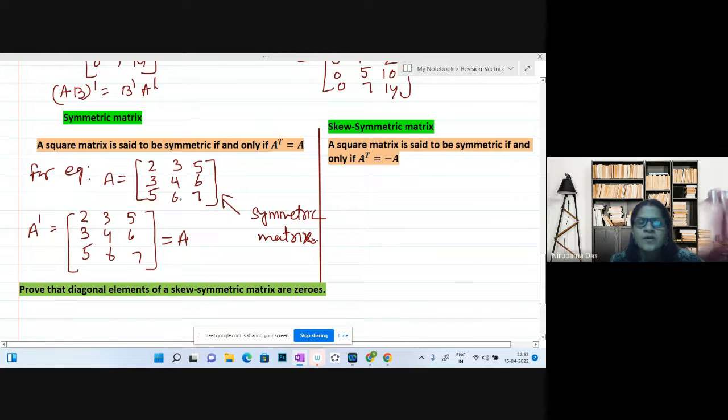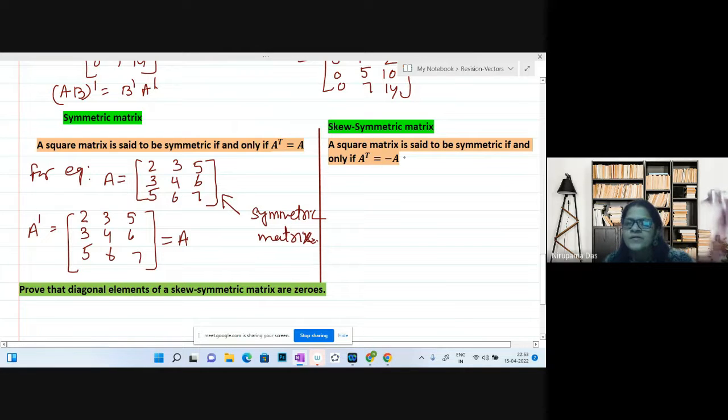Second row, second column, same elements. And third row, third column, we are getting the same elements. So without even finding, just by looking at the matrix, you can identify. Whenever you see R1 equal to C1, R2 equal to C2, R3 equal to C3, it means the matrix is a symmetric matrix. On the other hand, what is a skew-symmetric matrix?